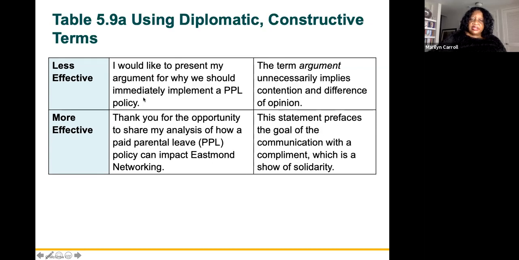One more. I would like to present my argument for why we should immediately implement a PPL policy. Argument is a negative word here. Instead, you could say, thank you for the opportunity to share my analysis of how a paid parental leave policy can impact Eastman. Now, this statement prefaces the goals of the communication with a compliment, which is a show of solidarity.